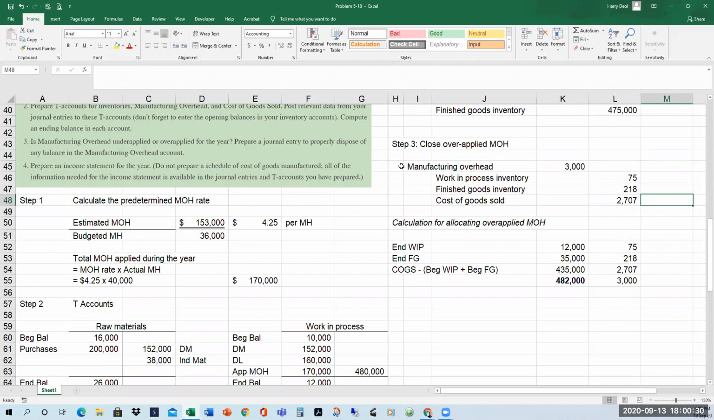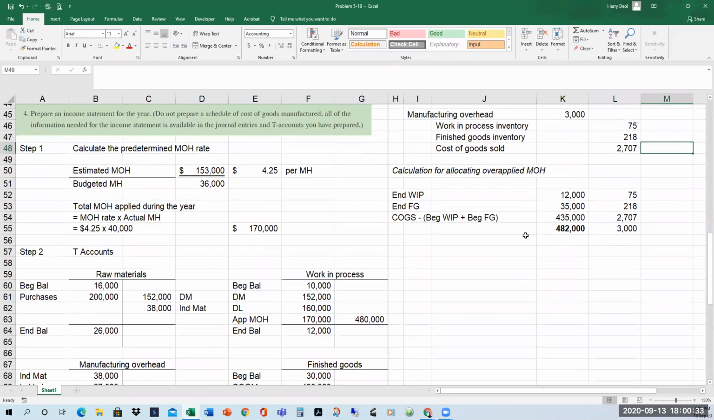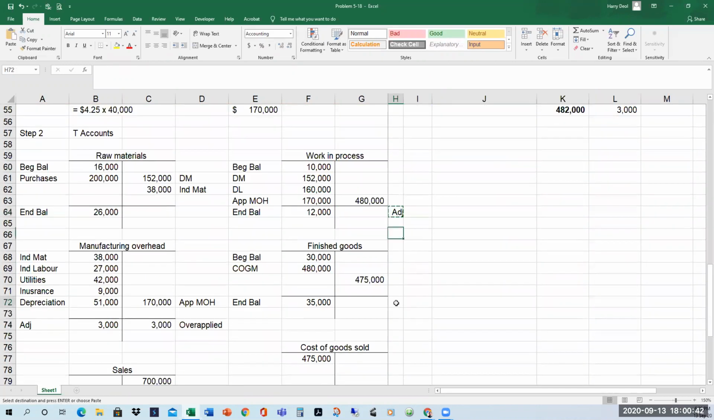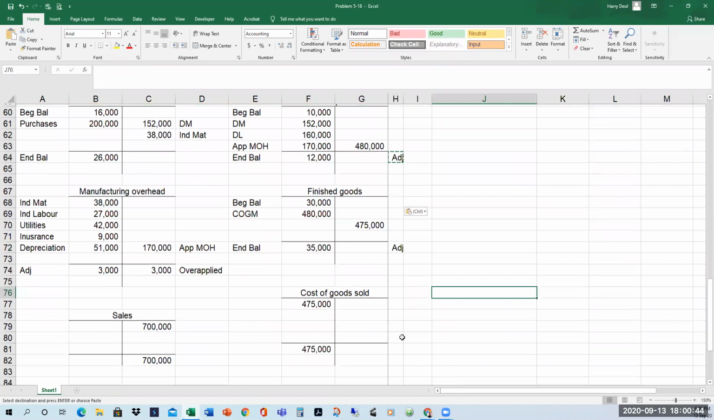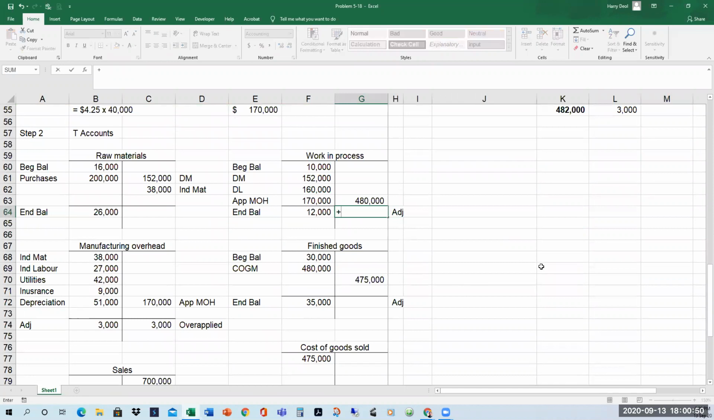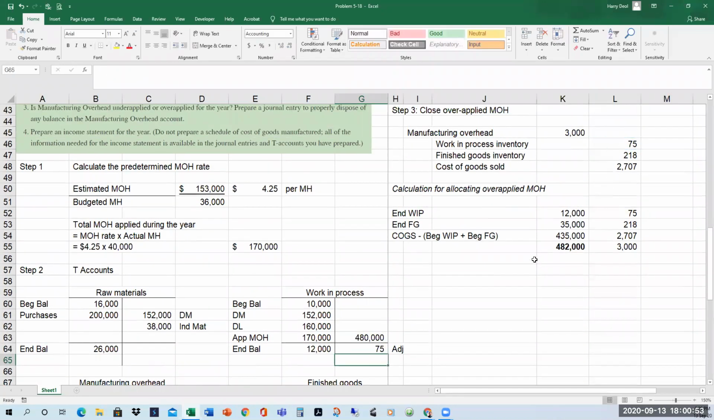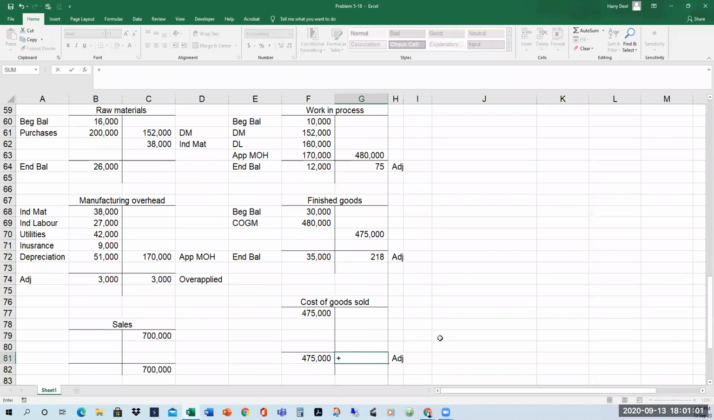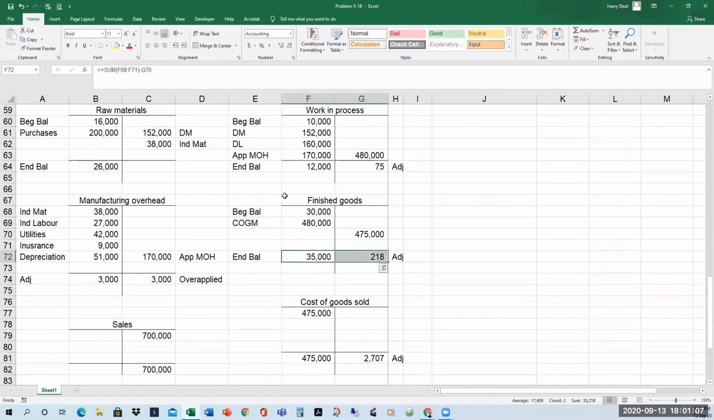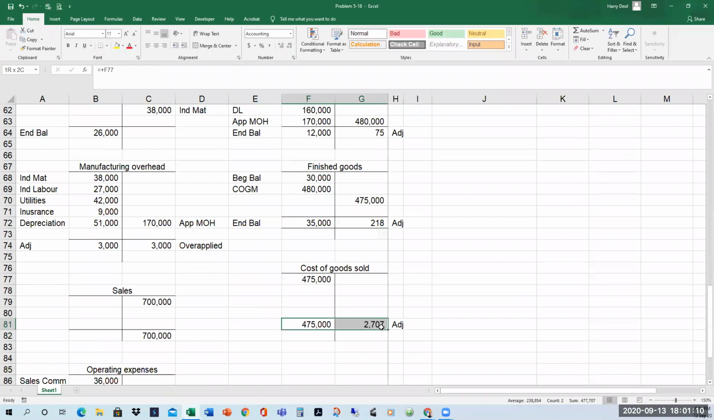Okay, now once this journal entry has been recorded, we must remember to post it. So we have adjustments. We have an adjustment to work in process, finished goods, and to cost of goods sold. The adjustment to work in process is a credit of $75. The adjustment to finished goods is a credit of $218. And the adjustment to cost of goods sold is $2,707.